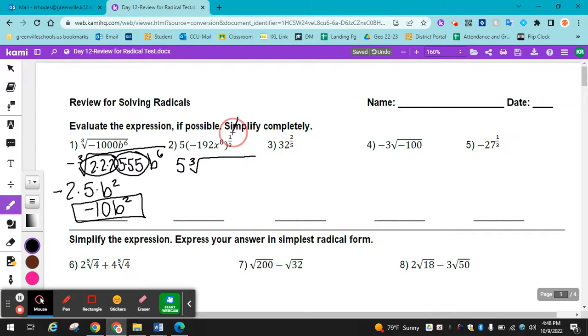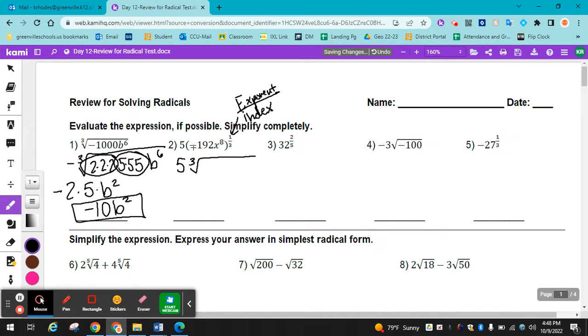Again, this is cube root, 1/3, even though it's written a little differently. Remember, the top is your power, your exponent. The bottom is your root, or your index. How I like to remember it is EIEIO.